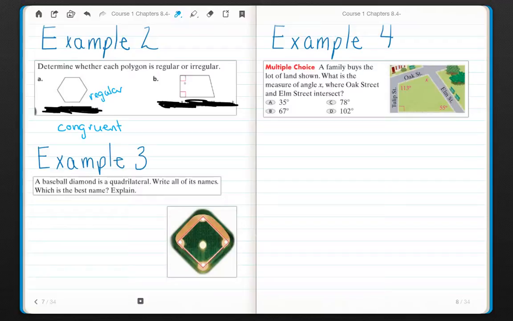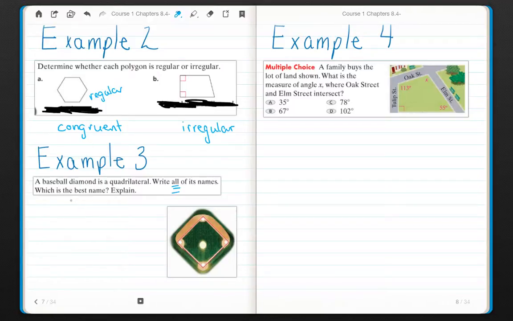B, however, I see that these 2 angles are both right angles, but these 2 are not, and therefore this one is irregular. Regular, congruent; irregular, not congruent. All right, example 3. A baseball diamond is a quadrilateral. Write all of its names, all being the key word here. Which is the best name, and explain.